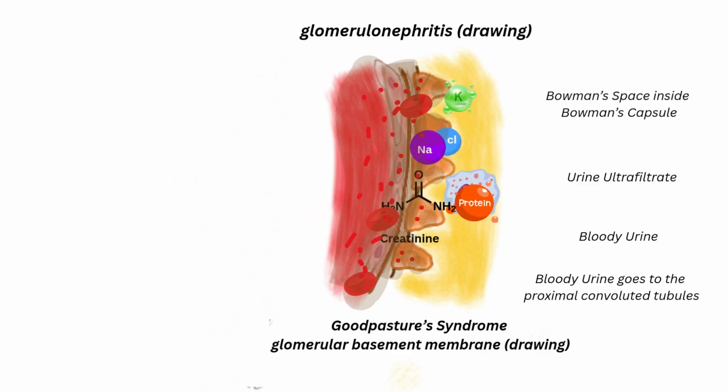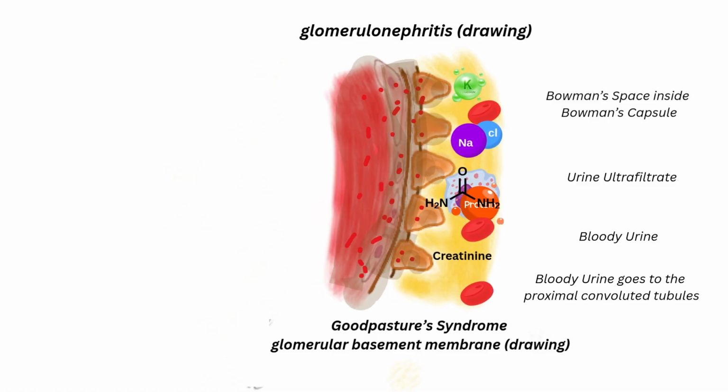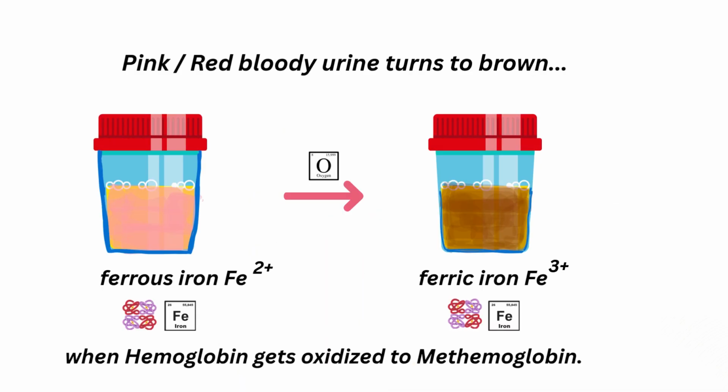Diseases affecting the glomerulus cause glomerulonephritis, with red blood cells leaking across the glomerular wall into Bowman space with ultrafiltrate to form bloody urine. In Goodpasture syndrome, an autoimmune disease affecting glomerular basement membranes of the lungs and kidneys, inflammation also causes a leaky glomerulus. In a few hours, an interesting color change occurs: pink and red bloody urine will oxidize the ferrous iron in hemoglobin to form ferric iron in methemoglobin, turning the color brown.